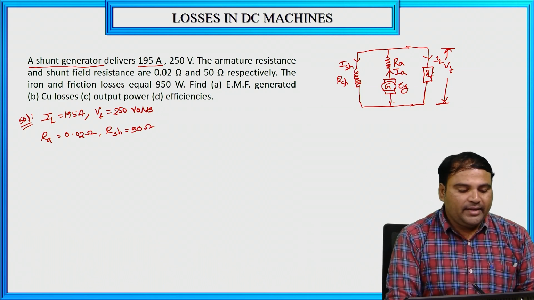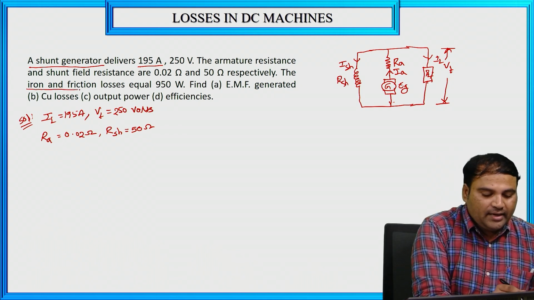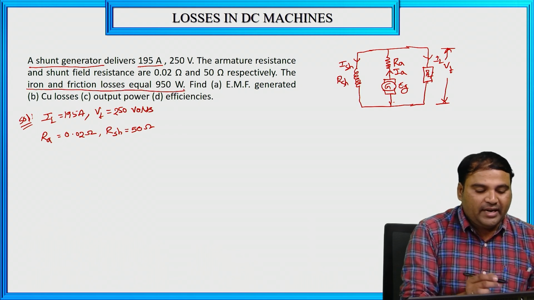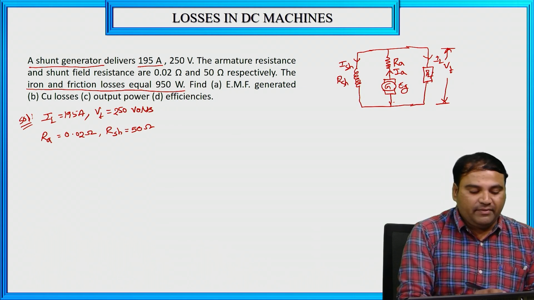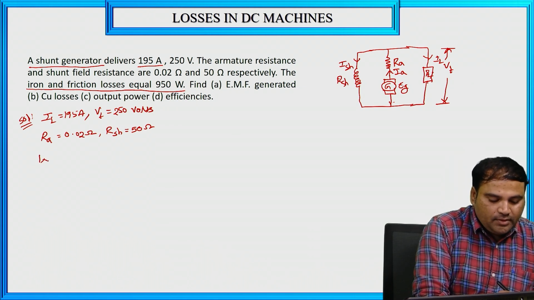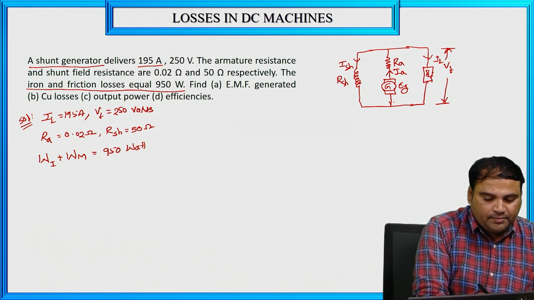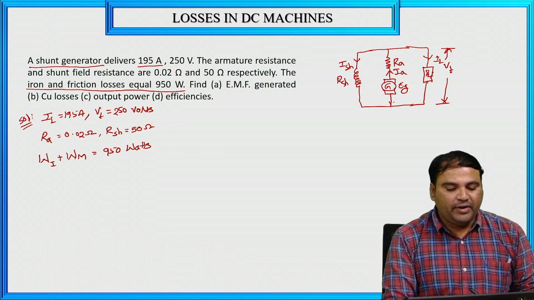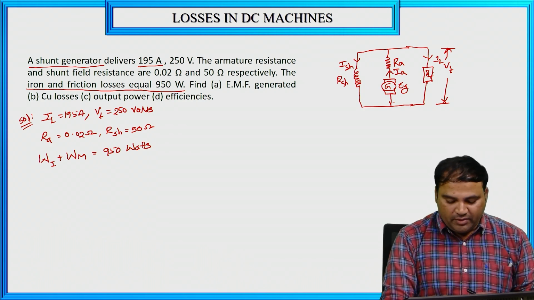And iron and frictional losses equal to 950 watts. Means iron losses and mechanical losses are given. Iron losses plus mechanical losses, these two are given, that is equal to 950 watts. Now we have to find out the EMF generated. Right? Now we have to find out the EG value.